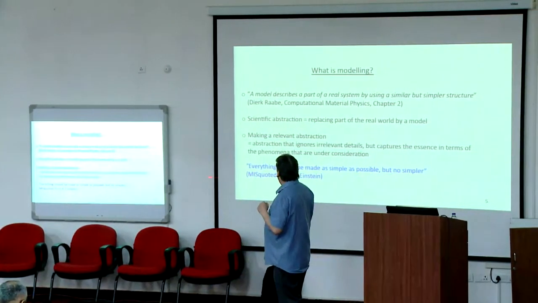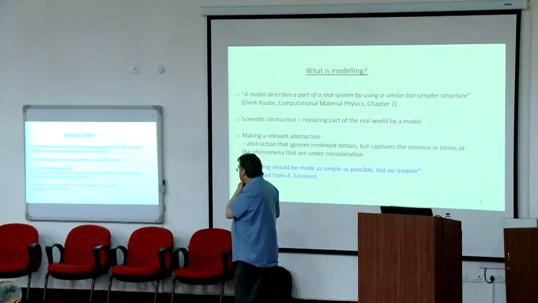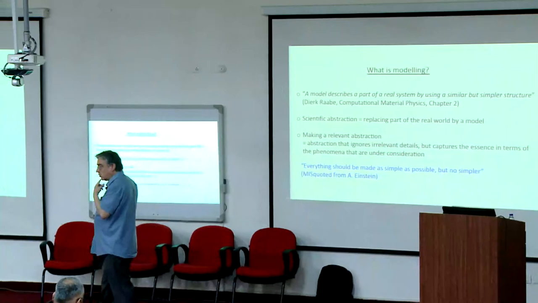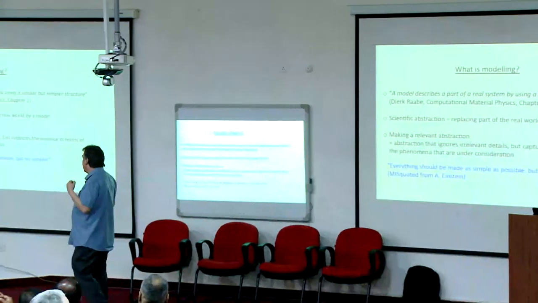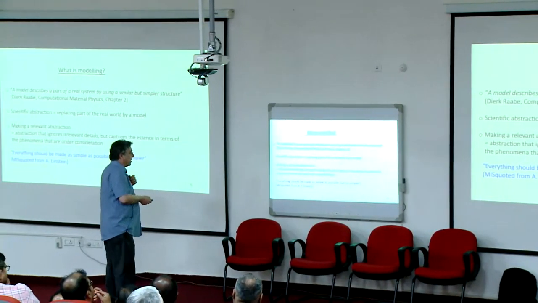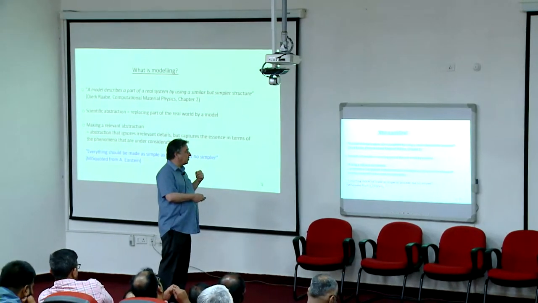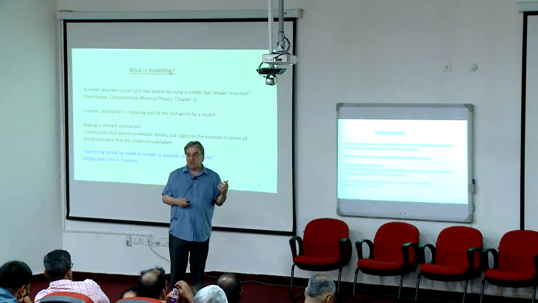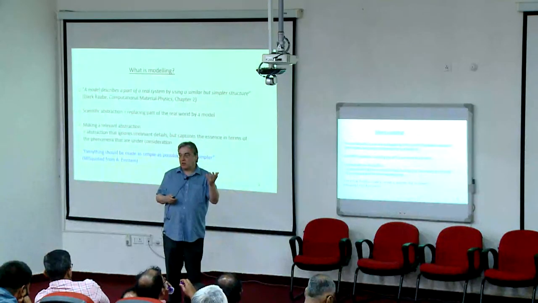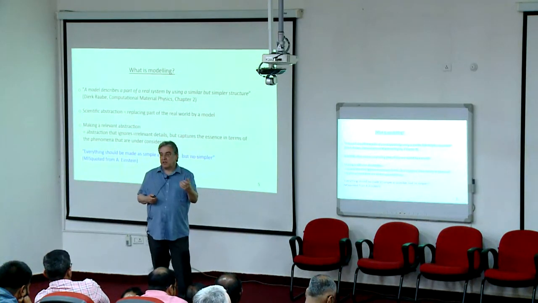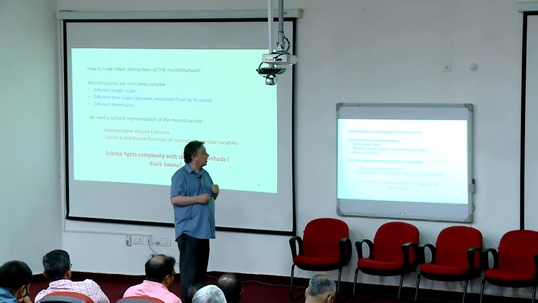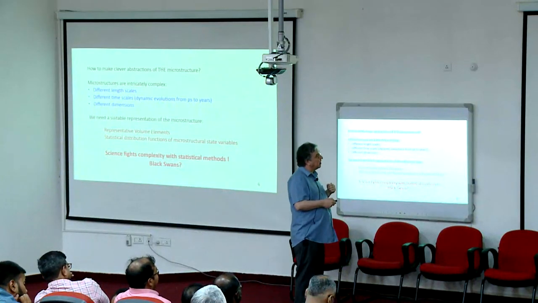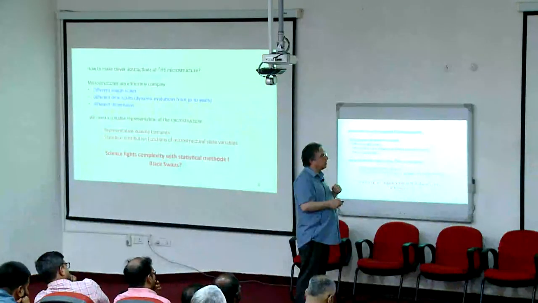And here, there is a phrase that is often ascribed to Einstein, but I looked a little bit deeper into it, and what I call misquoted from Einstein, because he probably never said this, is that everything should be made as simple as possible, but not simpler. So you need to have the right level of complexity to describe the phenomena that you want to model. So now, how can we make clever abstractions of the microstructure?